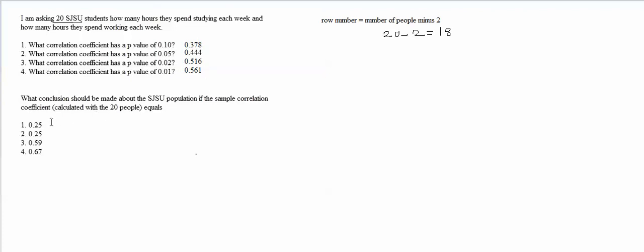Now what do we do here when we get to these questions about what conclusion should be made? The rule is to use this number here. So take your answer from question 2, which is the answer for p-value of 0.05. It'll always be the second one right here. Put it on a number line.